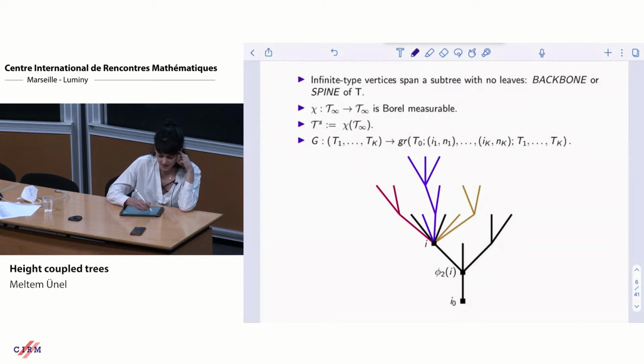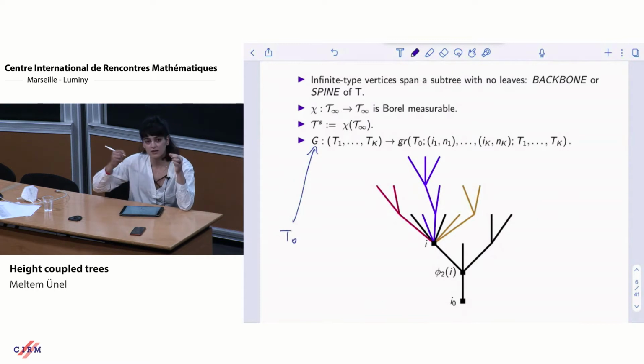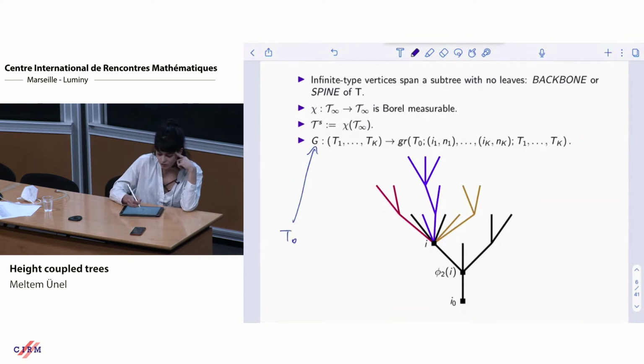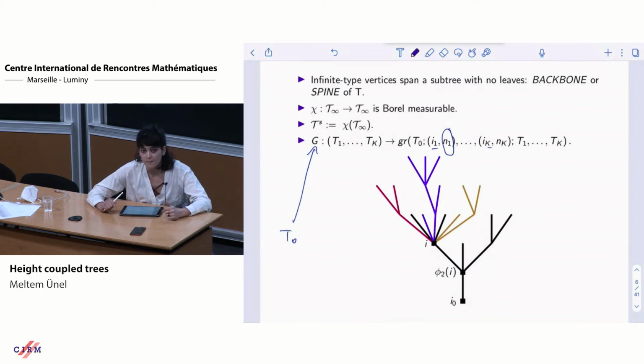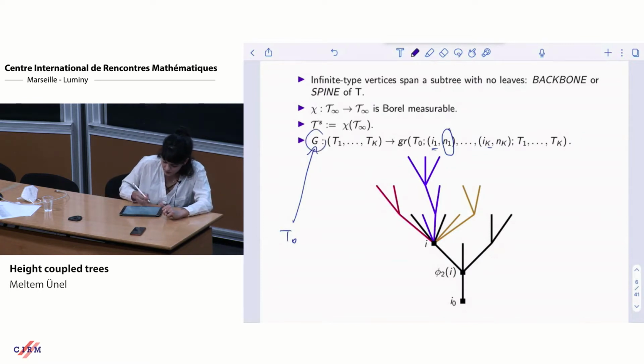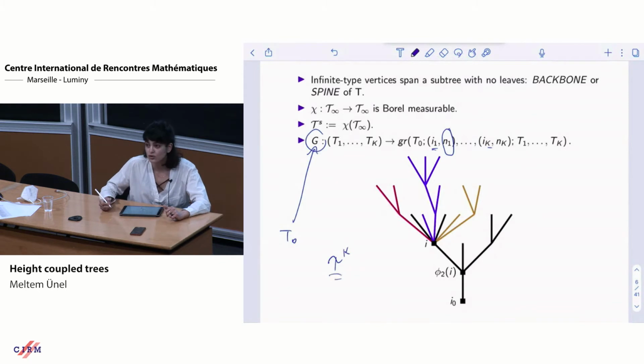It is the grafting operation. It comes with a base tree on which I'm going to graft trees, and a set of vertices. Here there are k of them, and the corresponding sectors onto which I want to graft these trees. So once this base tree and these vertices and the sectors are given, this map is a homeomorphism onto the image from T to the K.